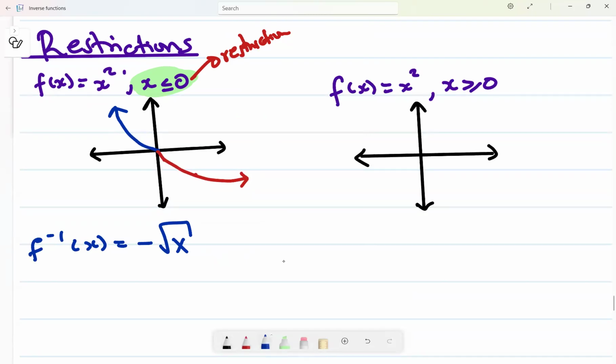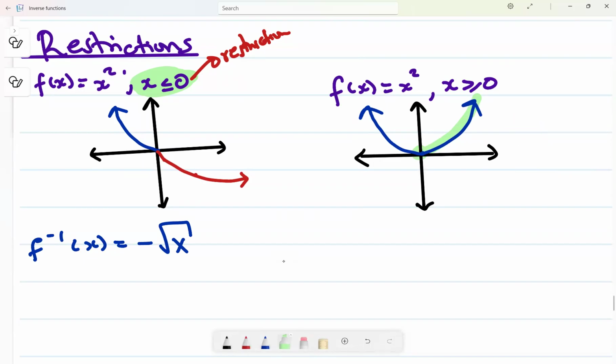Remember the full portion of this, it is this, and it is also that. This is the full x squared. But now the examiner wants where x is greater than or equal to 0. Where x is equal to 0 here, greater means you go that side. So the examiner only wants the green part.